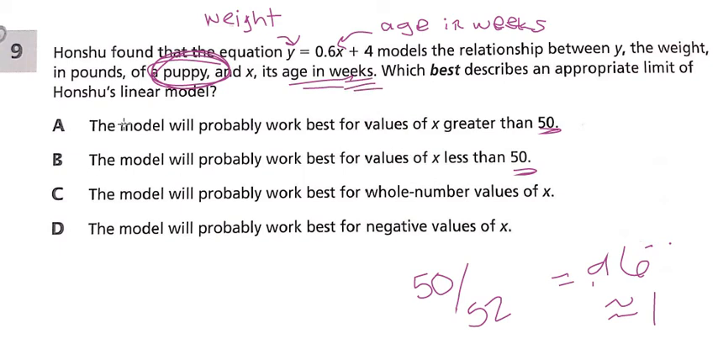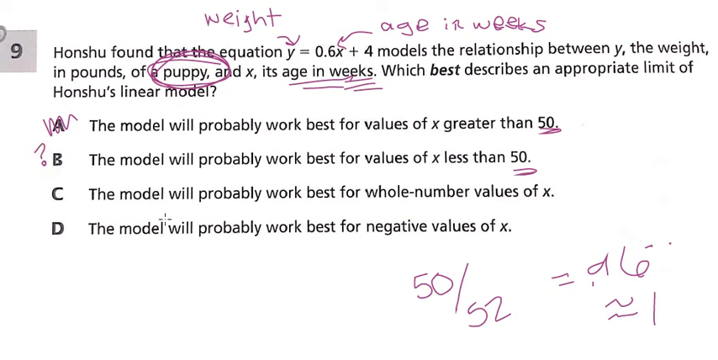The first one's telling us that the model will probably work best for x values greater than 50. So that one suggests that the puppy is only going to start growing once the puppy is 50 weeks old or almost a year old, and that doesn't make sense. So we're going to go ahead and eliminate that one. The next one says the model will probably work best for x values of less than 50. So that actually does make sense because we're thinking about like the earlier weeks of its life throughout that first year. So let's go ahead and say maybe on that one.